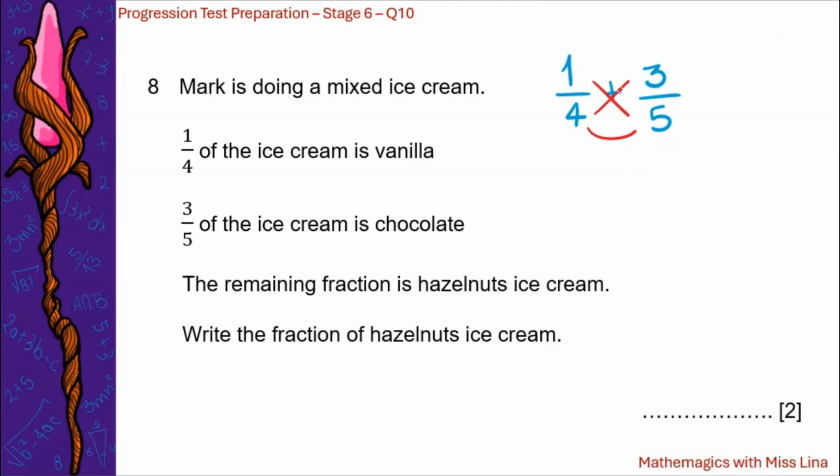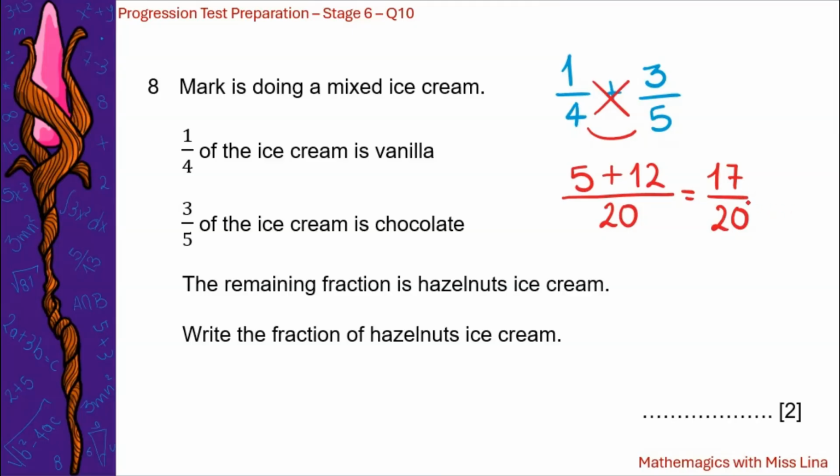Don't forget to check my video about addition and subtraction of fractions that explain this method and other methods too. So this one would be 1 times 5, which is 5, plus, because we are in an addition, 4 times 3, which is 12, and 4 times 5 goes in the denominator, 20. 5 plus 12 is 17 over 20. So this is the total of vanilla and chocolate.